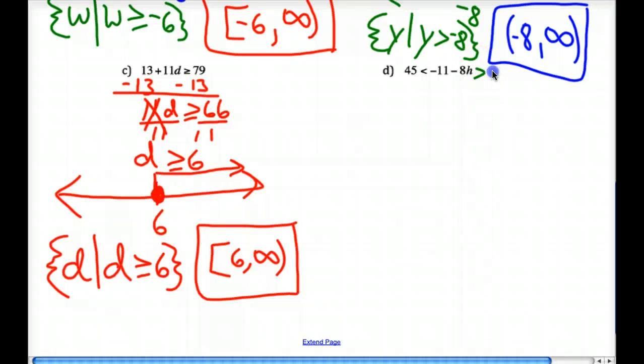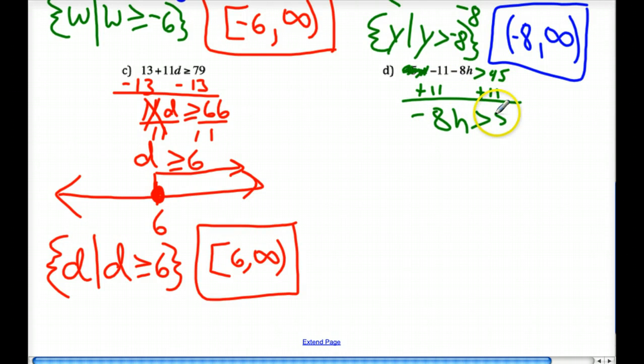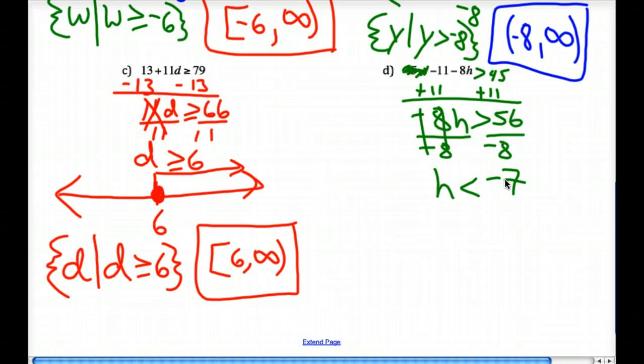I like to put it greater than 45. Negative 11 minus 8h is greater than 45. Let's add 11 to both sides. Negative 8h is greater than 56. Divide both sides by negative 8. Flippy or no flippy? Flippy. H is less than... What's 56 divided by negative 8? Negative 7.